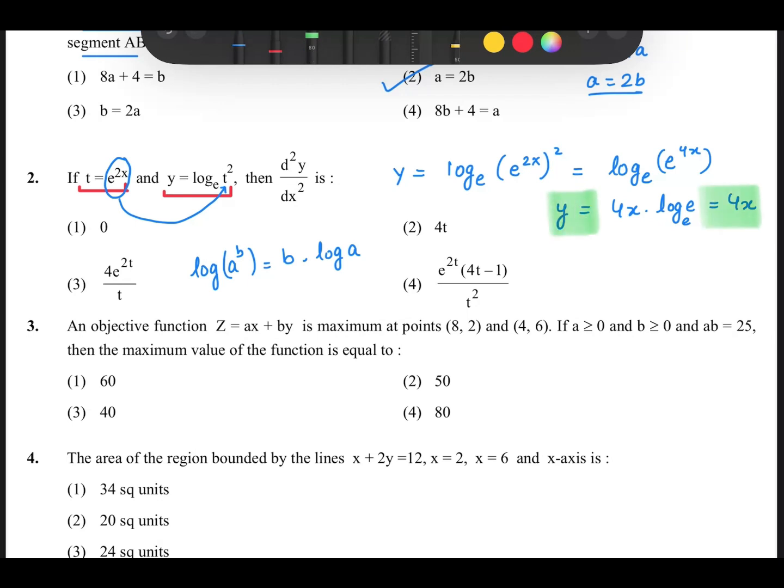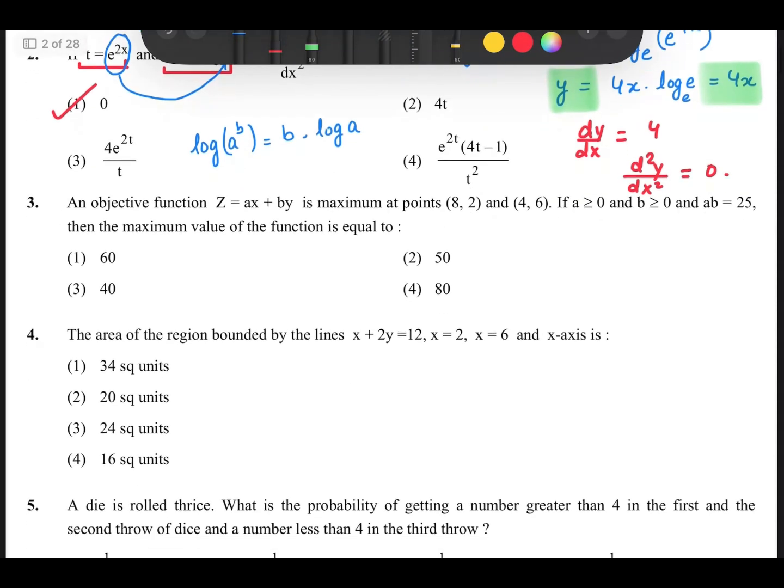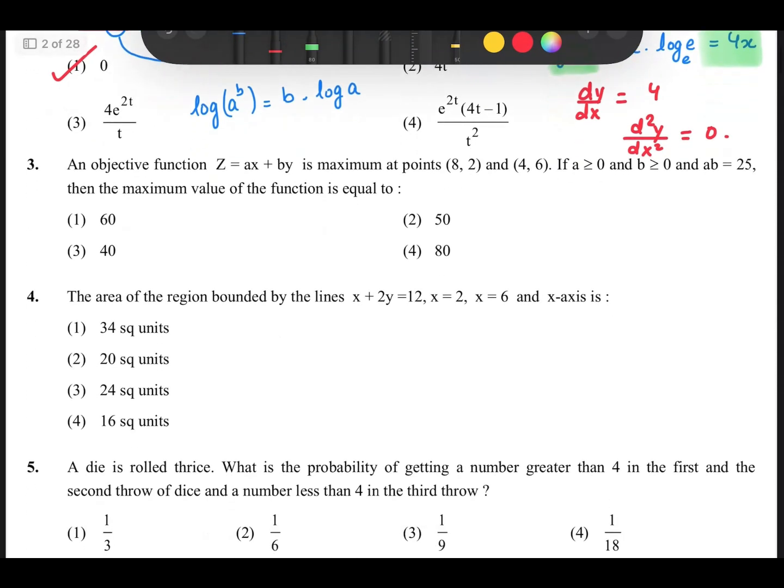Now what is the first derivative, dy over dx? The derivative of 4x is 4. And what is the double derivative, d2y by dx2? That will be 0, because the derivative of a constant is just 0. So the correct option is the first. Okay, let's move to the next question.